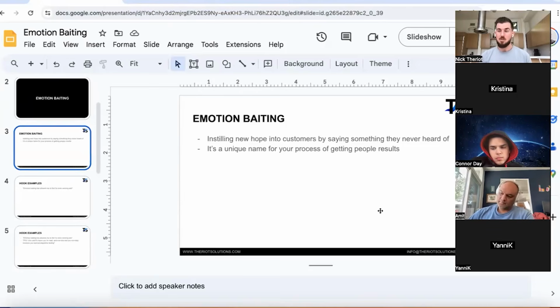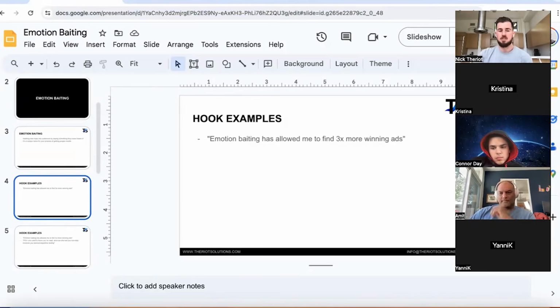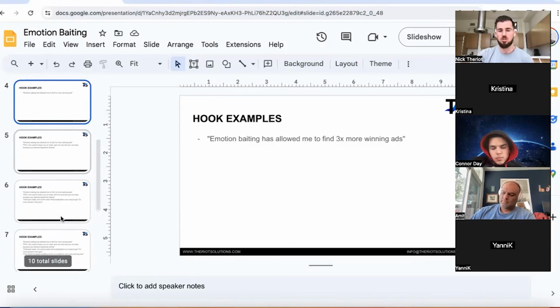Why? Because it's something new they've never heard of before with something they want. It spiked that hope again. It's oh shit, that's why I've been failing at this, because I haven't discovered this. And that's really what we want to hit on people's minds. So obviously we're going to go over some hook examples, and then we're going to start into actually getting some hooks done for you guys.